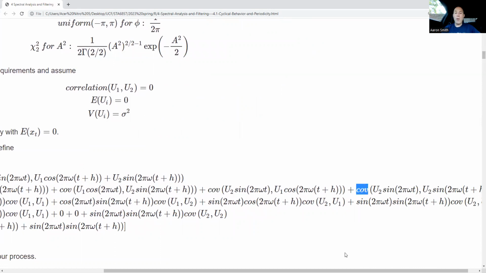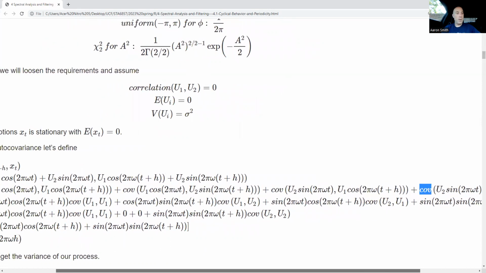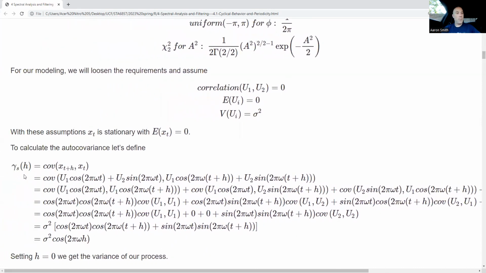So what's going on? This term here, I'm going to have a covariance here. And I'm going to have a covariance between these two. So that's my second covariance. I have a covariance between these two. That's my third. And I have a covariance between these. All right, so I've got a total of 4 covariances.